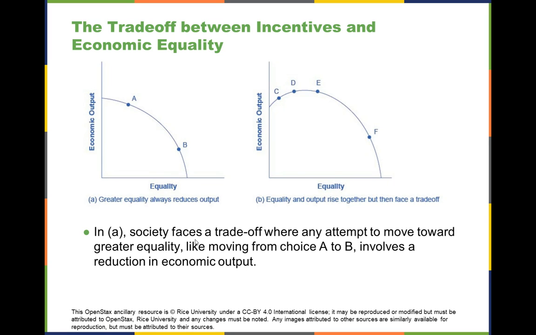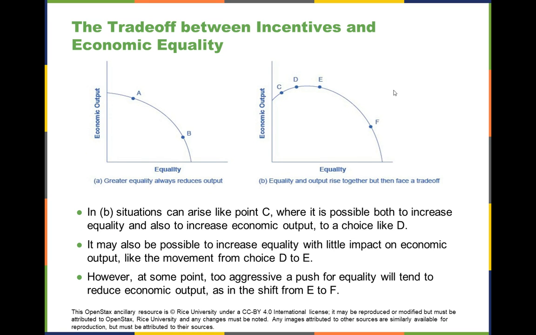And society faces a trade-off where any attempt to move toward greater equality, like moving from choice A to B, involves a reduction in economic output. The economic output at point A is here, and if you say let's pass some laws and get some programs that will help reduce inequality, or increase equality, we will reduce output to point B. Here you can see the graph on the right is more convex. It's pushing outwards. And so in this graph B, situations can arise like point C, where it is possible to both increase the equality but also increase economic output to a point like choice D.